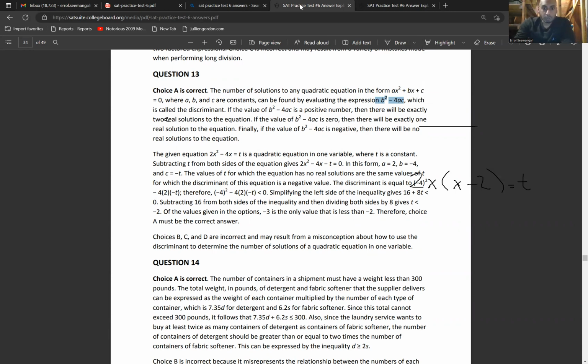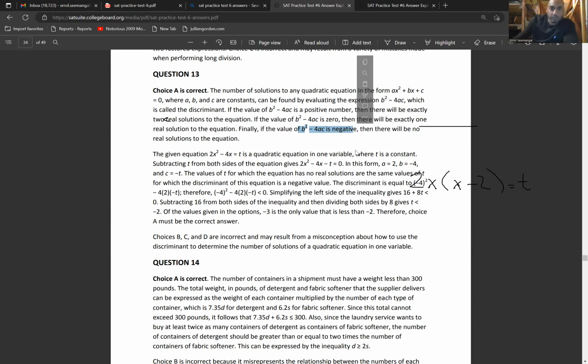Okay, so you know what the discriminant is? This part right here is called the discriminant. If we put it in the right form, if this part right here is negative, it means something. If it's positive, it means something, and if it's 0, it means something. If it's positive, then there will be exactly 2 real solutions. If it's 0, then it'll be exactly 1 solution. Finally, if this discriminant is negative, then there's no real solution.